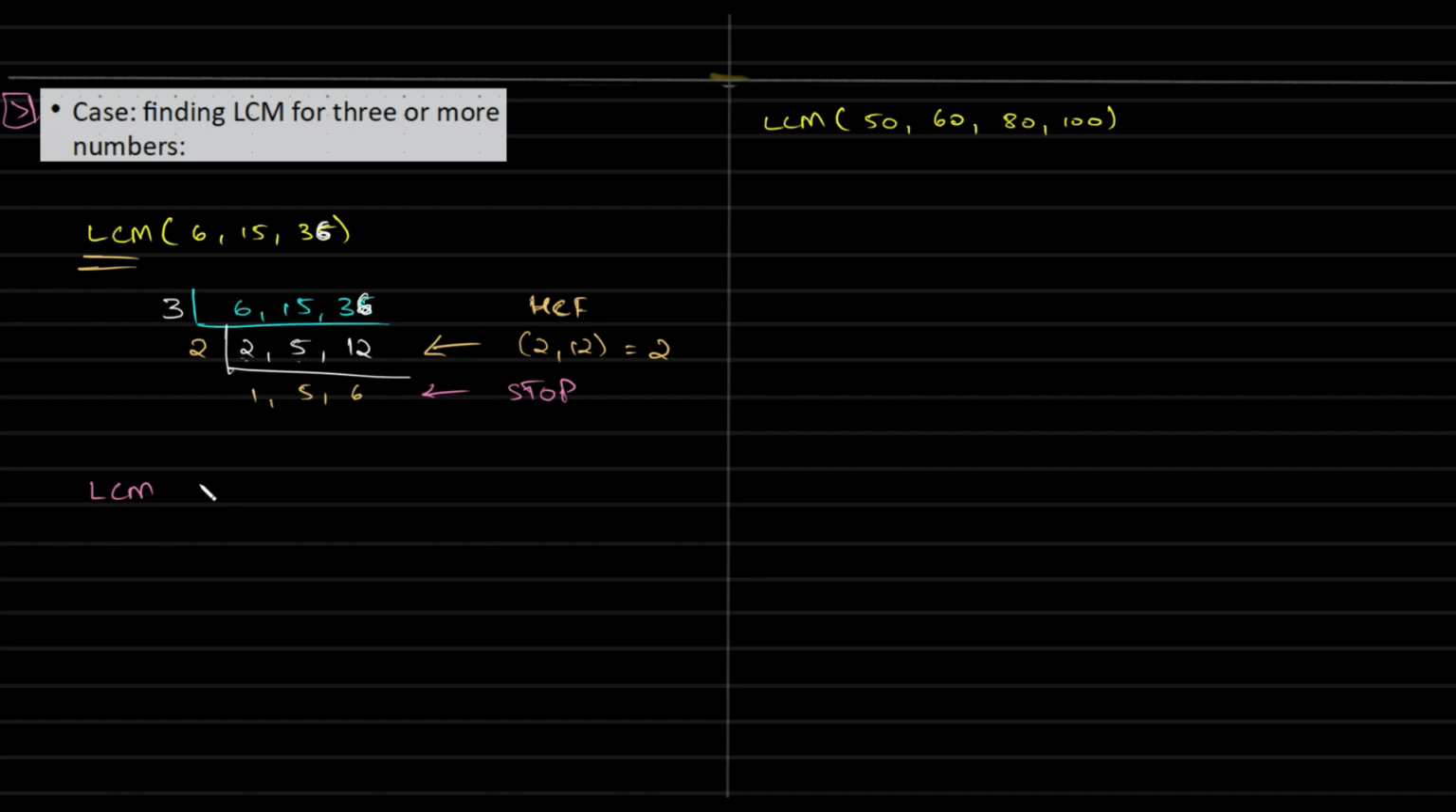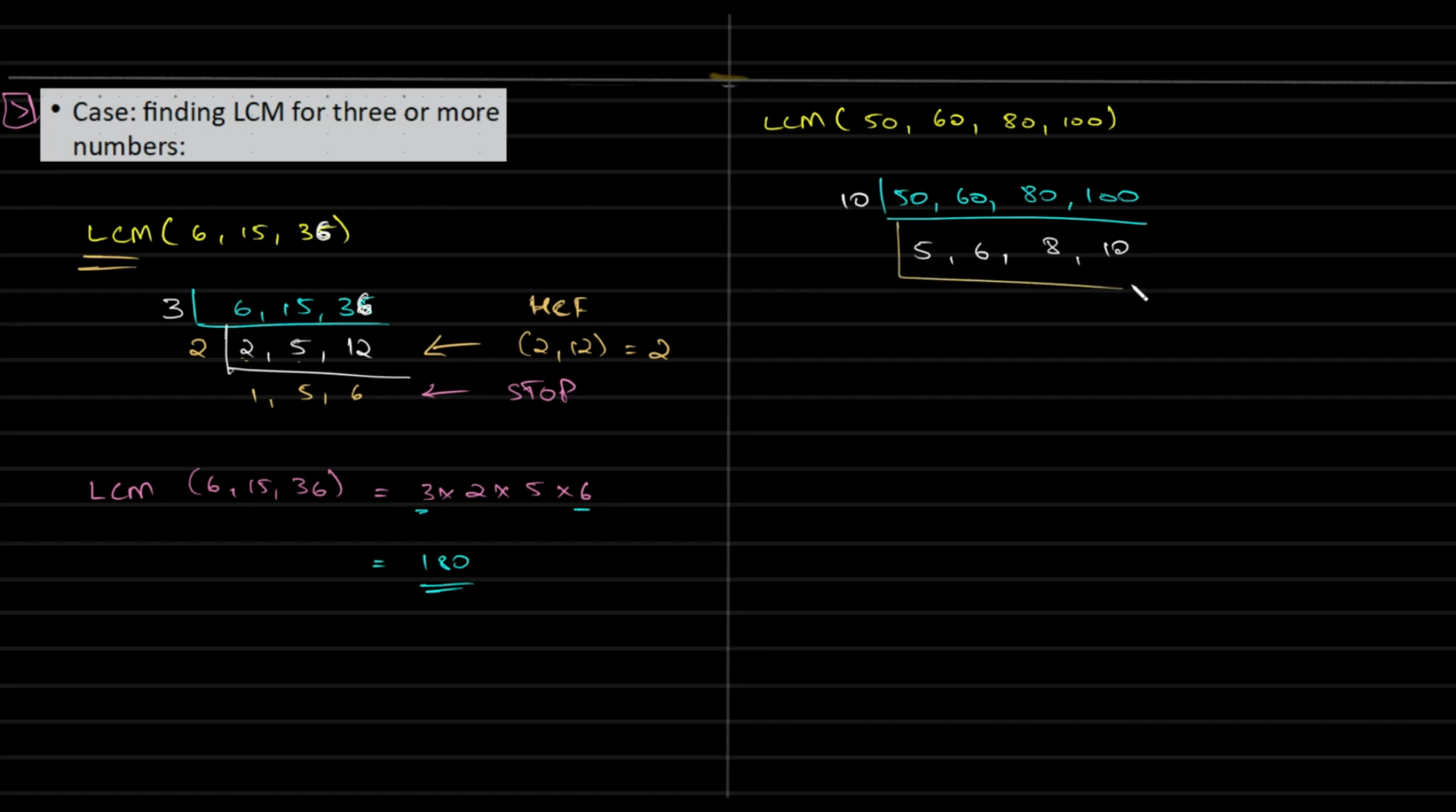So now we have the LCM between 6, 15 and 36 to be 3, 2, 5 and 6. So 3 and 6 is 18 and 5 2s are 10, so 180. That's your LCM. Now we have 4 numbers over here, 50, 60, 80, 100. So the very obvious number is what? 2? No, 10. So we end up with 5, 6, 8 and 10.